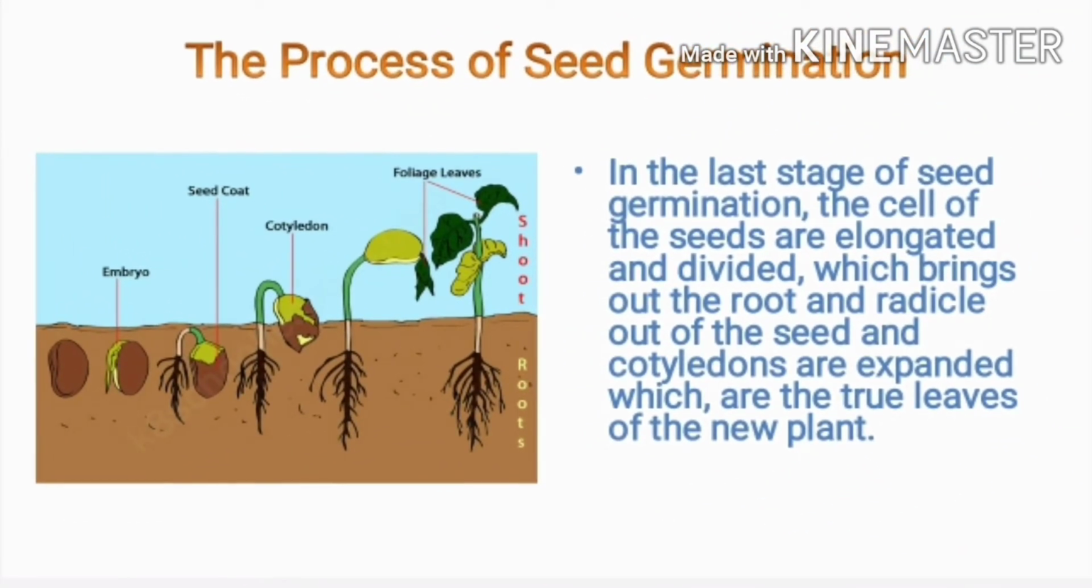In the last stage of seed germination, the cells of the seed elongate and divide, which brings the root and radicle out of the seed, and the cotyledons expand, which are the first leaves of the new plant. As we can see in the picture, the cotyledon part is developed into true leaves. The lower portion of the plant is the root portion and the upper portion of the plant is called the shoot portion. Now let's move on to the next slide.